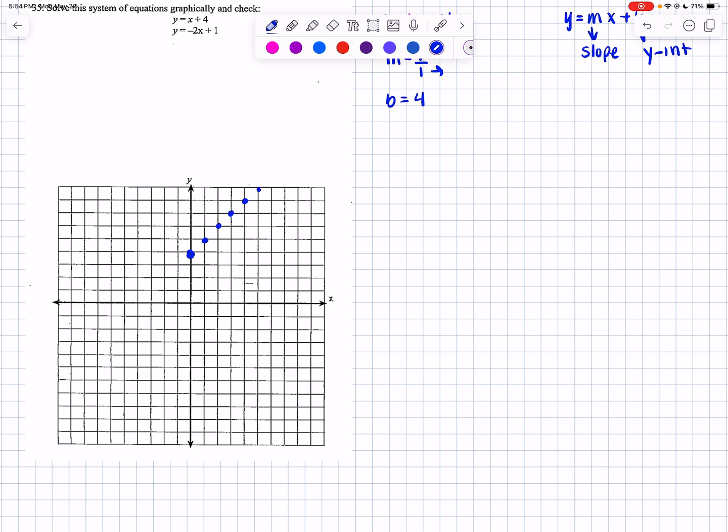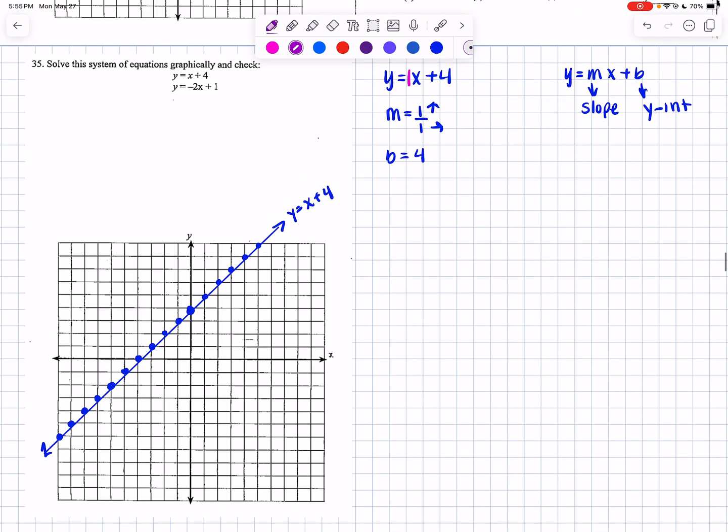Now I could also plot this in y equals, then hit second graph and plot my table of values. That's another way to do it. But linear functions you should be able to do by hand. So now I'm going to draw a line going through my points, and I'm going to label it y equals x plus 4. Now I'm going to graph y equals negative 2x plus 1.